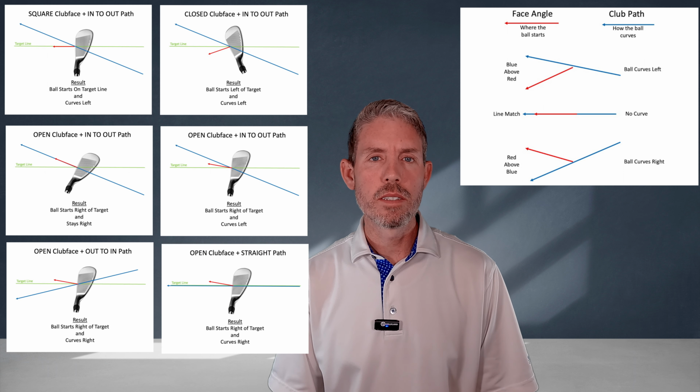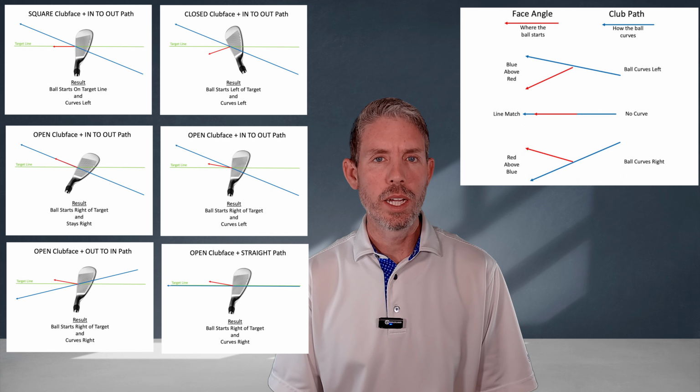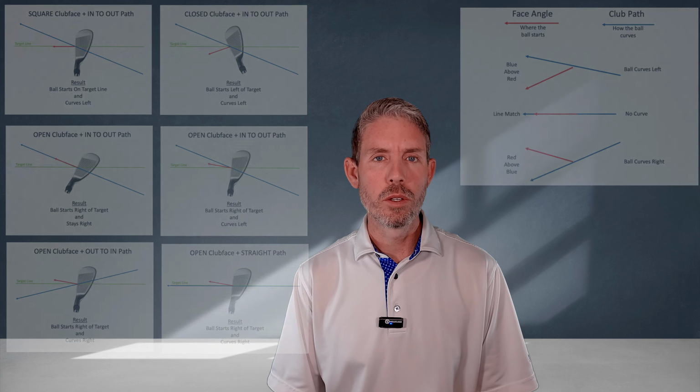And then in the last example, we've got a club path that is perfect, straight down the line, and we've got a club face that is pointed to the right. So just like the last shot, but not as dramatic, the golf ball is going to start to the right, and because the red line is above the blue line, it's going to curve to the right.